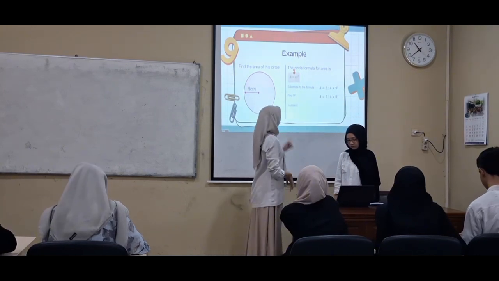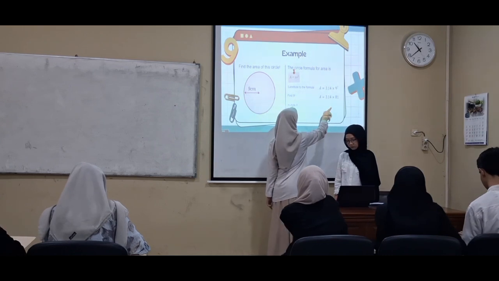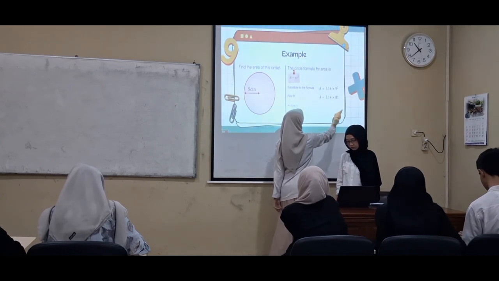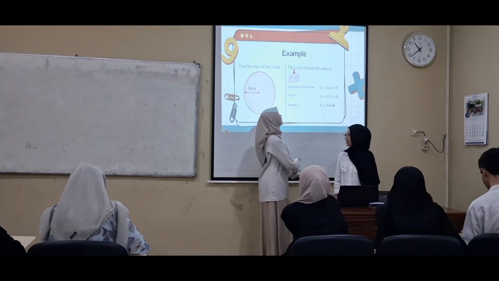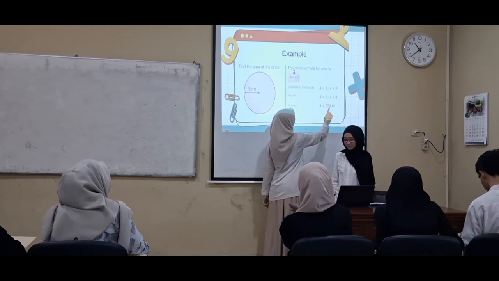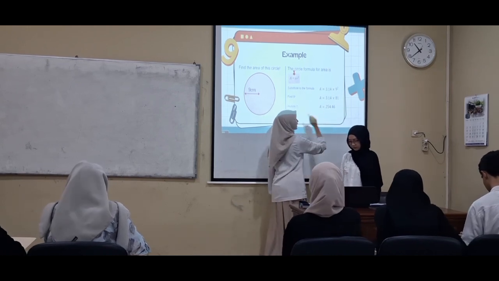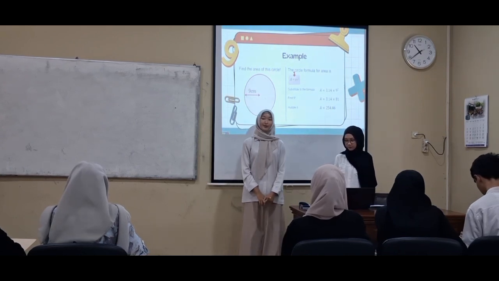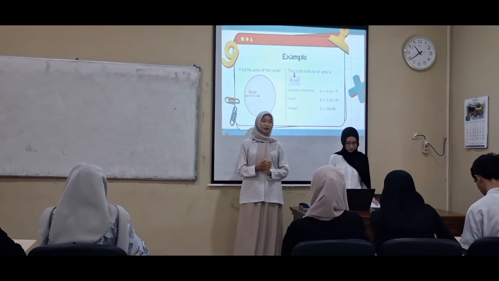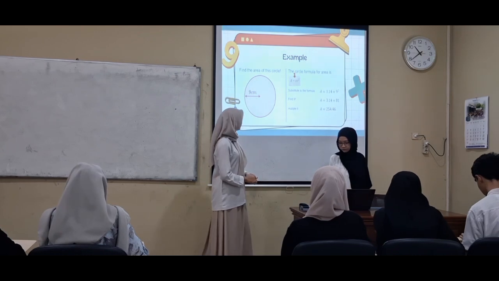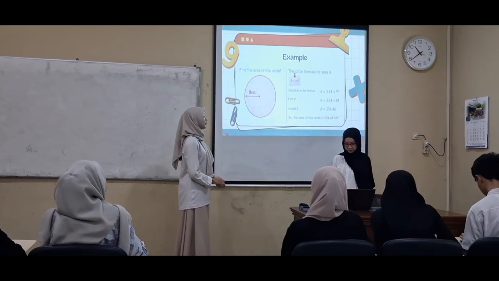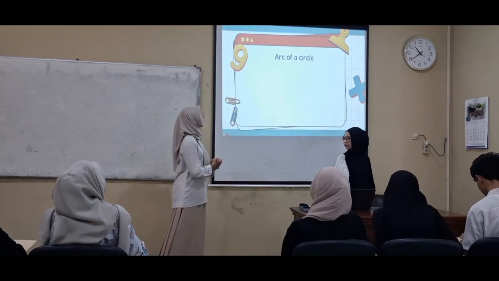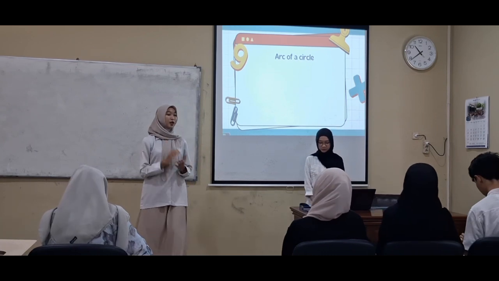Next, multiply it. 3.14 times 81 is equal to 254.34. Do you understand, guys? Yes. Any question? No. Next. Next is arc of a circle that will be taught by Miss Fia.